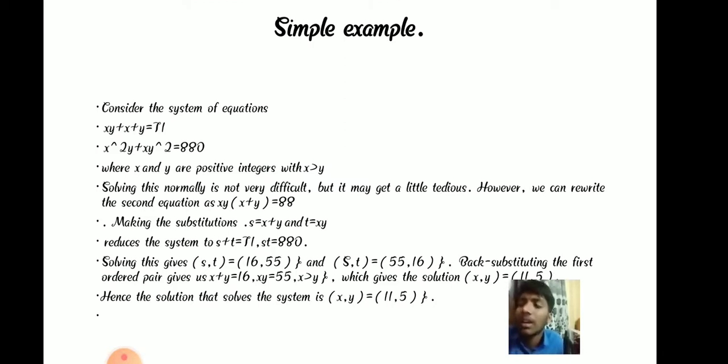Here also we have taken x plus y common and xy as another variable and proceeded further, and then again we have substituted the s, t values in order to get the x comma y values. In this way we are going to reduce and solve the problems.